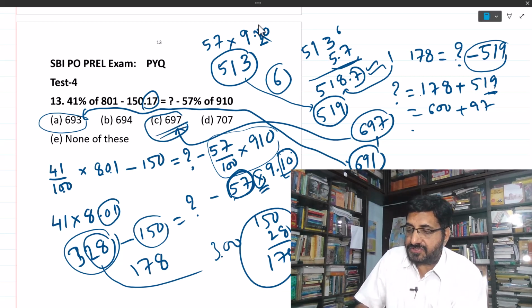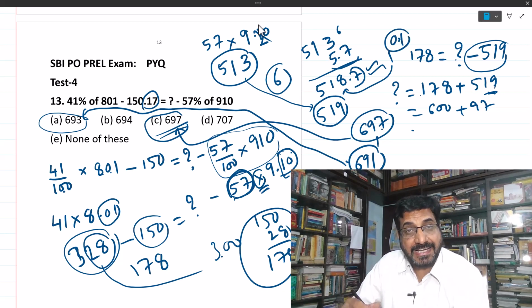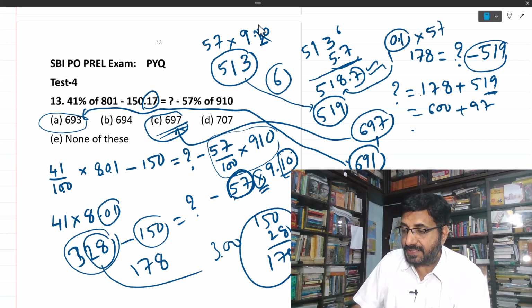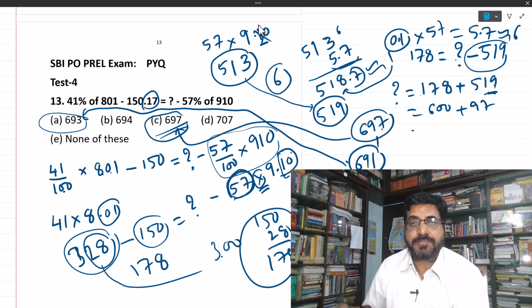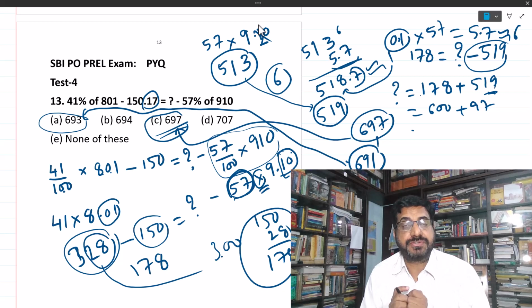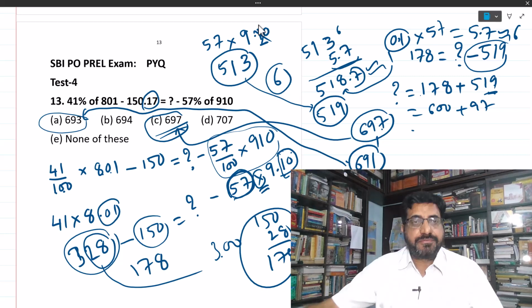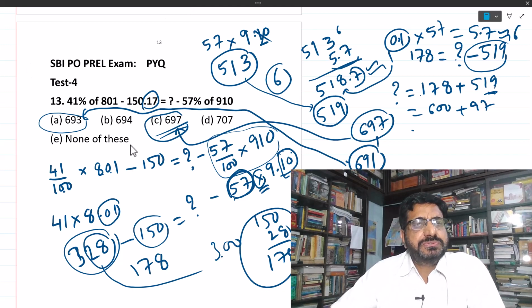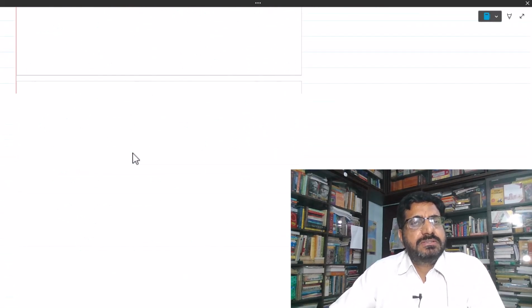That is why you are not supposed to neglect this 0.1 when you multiply it with some other larger number. 0.1 into 57 will give you 5.7. This is almost equal to 6. Understood? This is the difference. It's a very, very minute difference. You have to take care of such things. Okay? Fine then. Let us move on to the next.